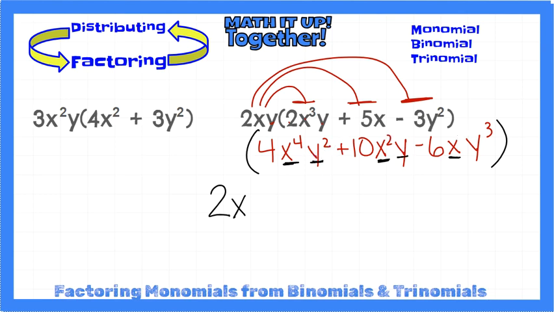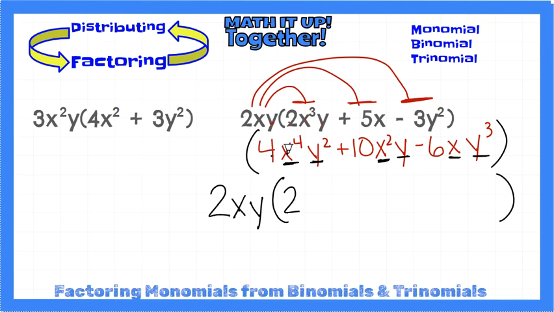Y's, I have 2 here, 1 here, and 3 here. I only have 1 in common. Even though these are bigger numbers of y's, I need to know what I have common to all 3, and it's only 1 y. So that's it. Now I'm going to multiply, find what I need to multiply this by to get back here. So I have 2, I need another 2. 2 times 2 is 4.